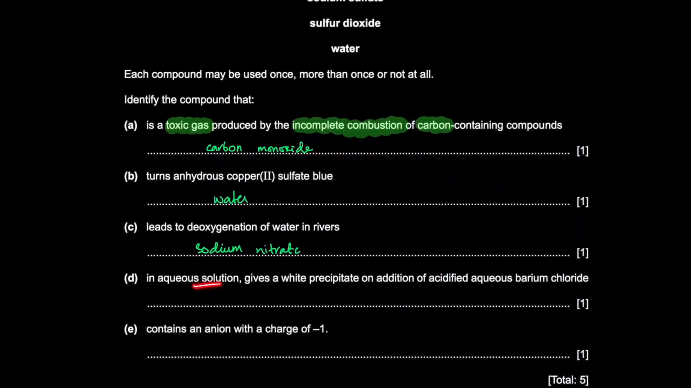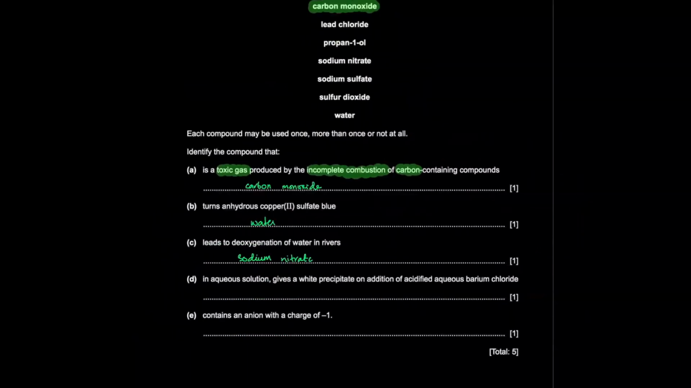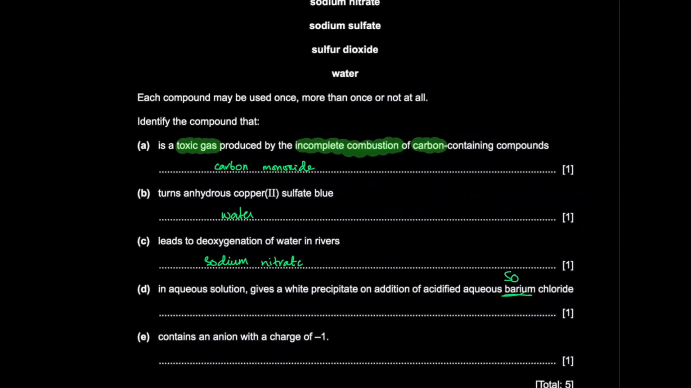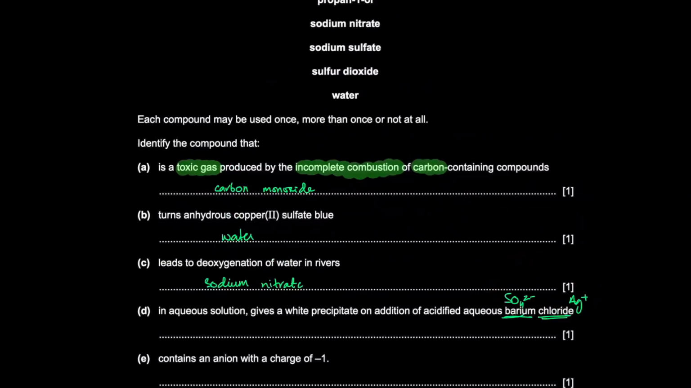An aqueous solution gives a white precipitate on addition of acidified aqueous barium chloride. Okay, so barium chloride. Now barium with sulfate gives a white precipitate, and silver ions with chloride give a white precipitate, right? Again, barium ions are a test for sulfate. So barium sulfate could be the white precipitate or silver chloride, because barium can form a white precipitate with sulfate, and silver can form a white precipitate with chloride.